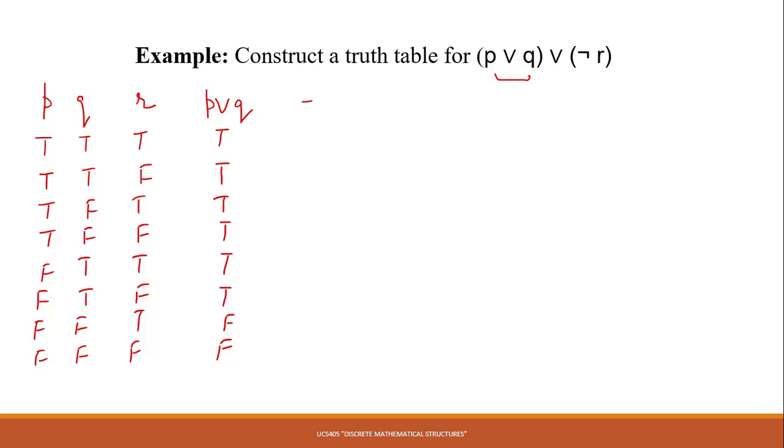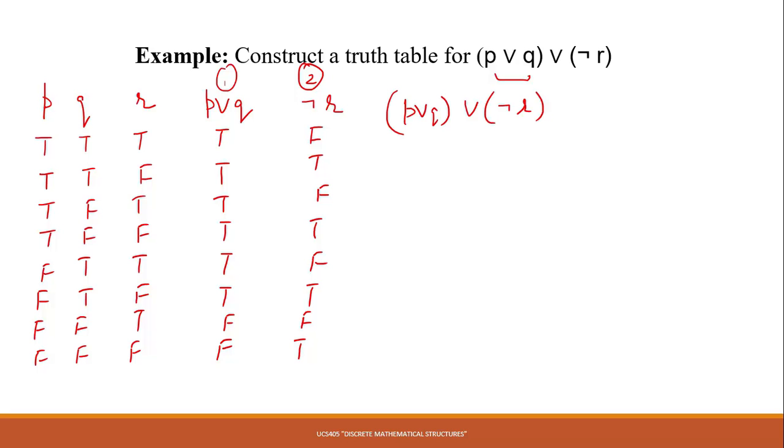Next, we will find negation R. Negation R is the opposite of R. That is false, true, false, true, false, true, false, true. At last, we will perform OR between this 1 and 2, that is P or Q, or with negation R. We will get true, true, true, true, true, true, false and true, because in this case these 2 are false, so it will be false. So this is the truth table for this propositional logical formula.